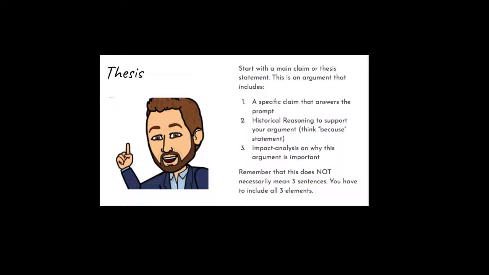Now, what are the elements that go into this? Well, number one, you've got to make a specific claim that answers the prompt that's being asked. The second part, though, is that you need historical reasoning. You need a because statement. What's the reason why you are making the claim? And then last off is the impact. Why is this argument important?